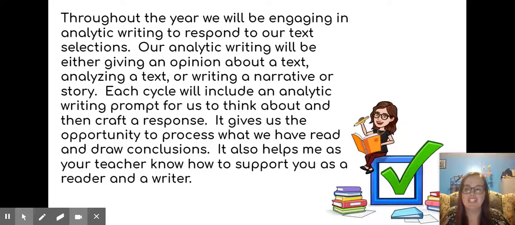Throughout the year, we will be engaging in analytic writing to respond to our text selections. Our analytic writing will be either giving an opinion about a text, analyzing a text, or writing a narrative or story. Each cycle will include an analytic writing prompt for us to think about and then craft a response. It gives us the opportunity to process what we have read and draw conclusions. It also helps me as a teacher know how to support you as a reader and as a writer.